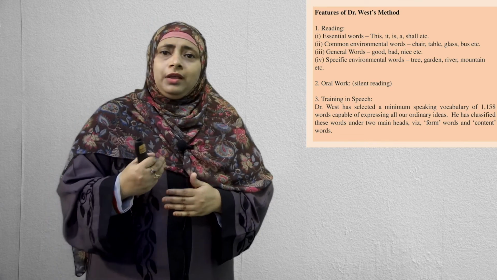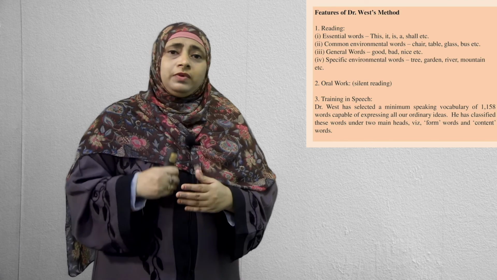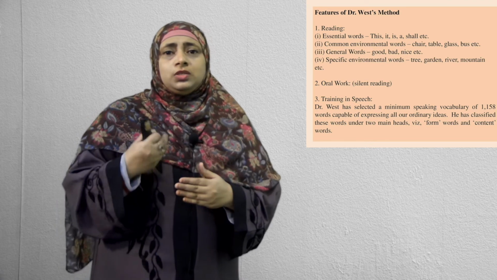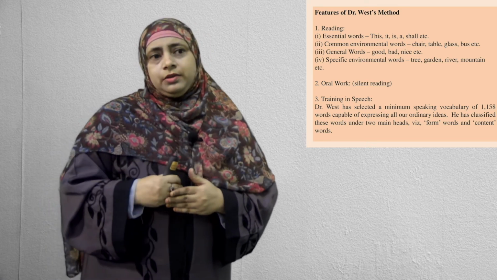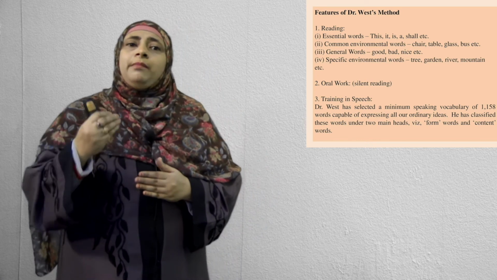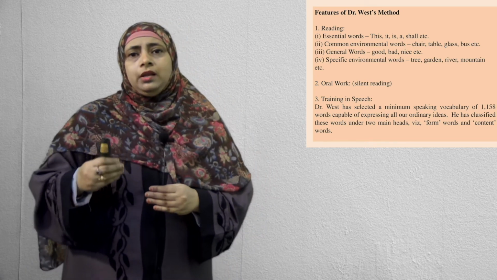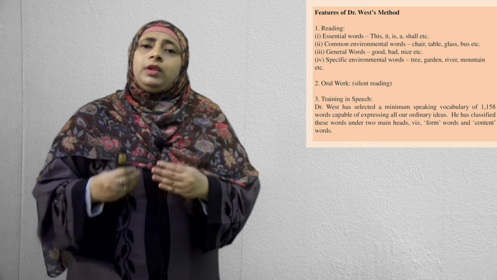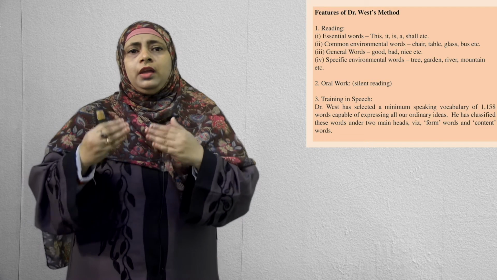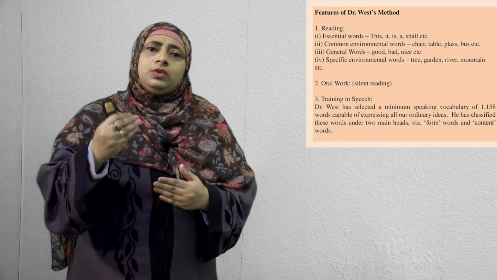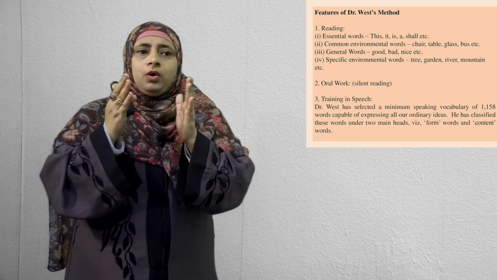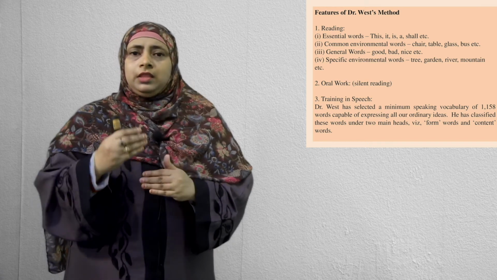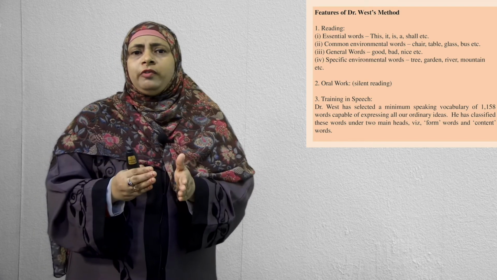The next feature of the Dr. West method is training in speech. We said the oral activity is given importance, so the child has to speak out also. When he is speaking, how much vocabulary has to be used by the learners? Dr. West has selected a minimum speaking vocabulary of 1158 words that is capable of expressing all our ordinary, general ideas. Apart from this, he has classified all these words under two main headings: the form words and the content words. Now we will see what these are.